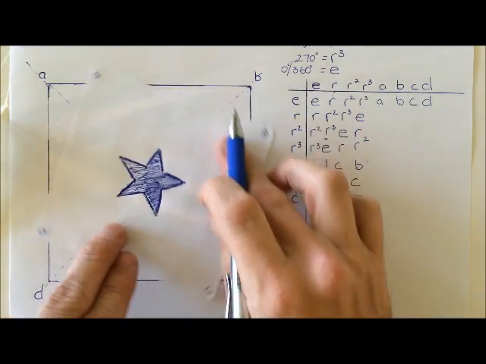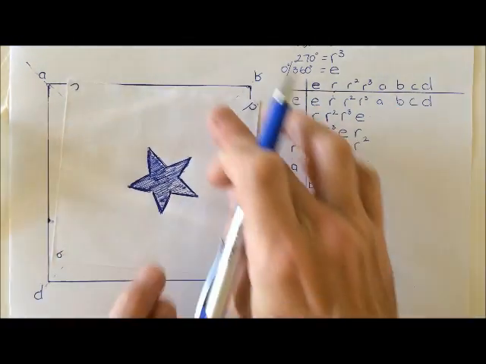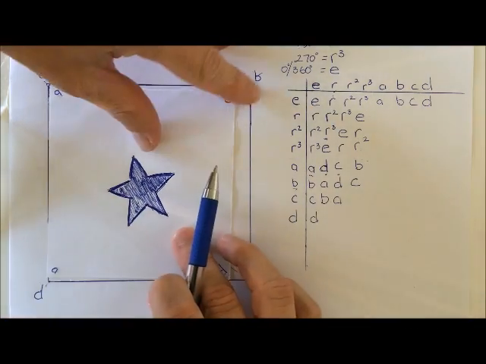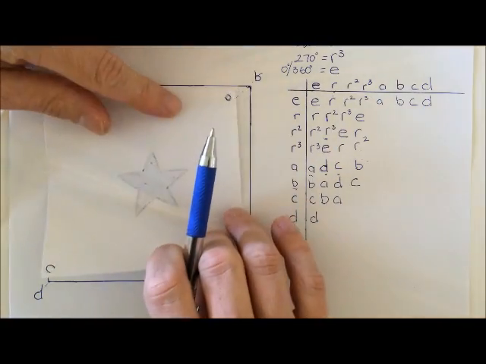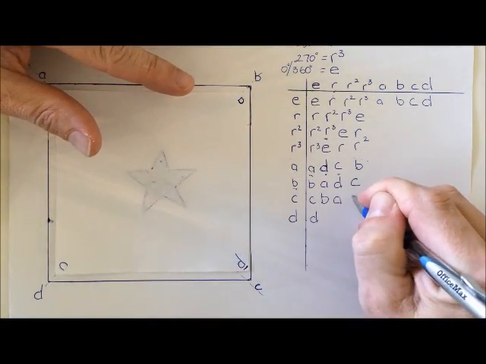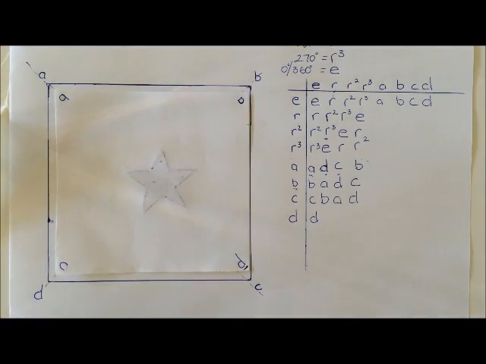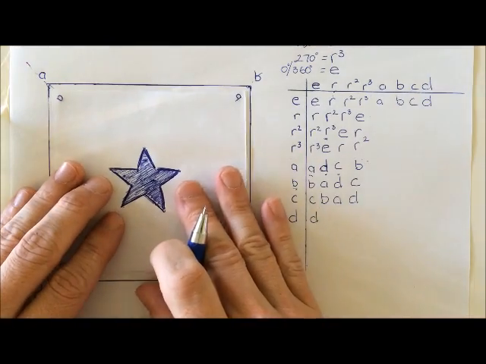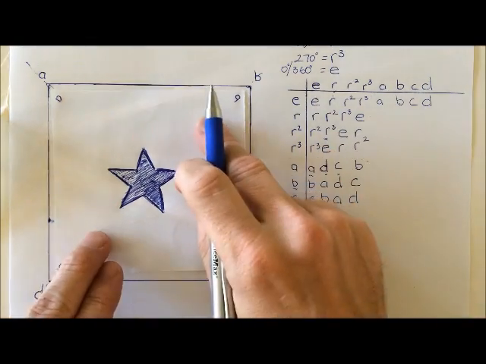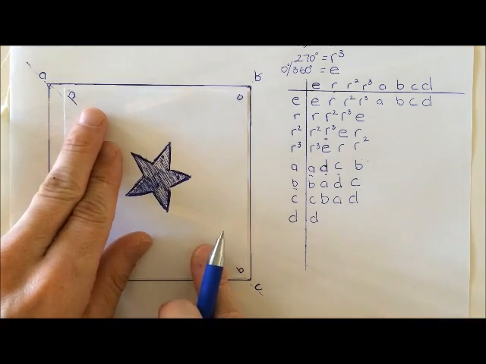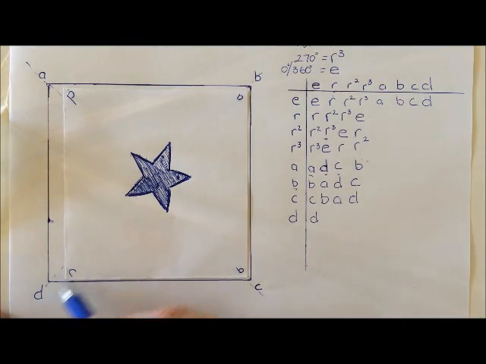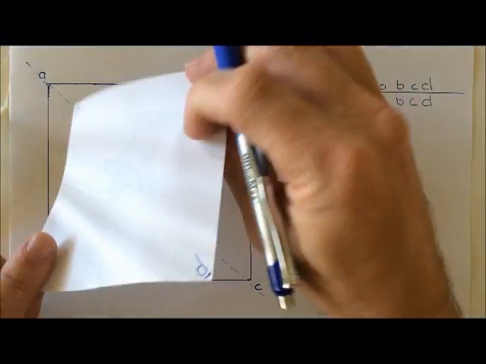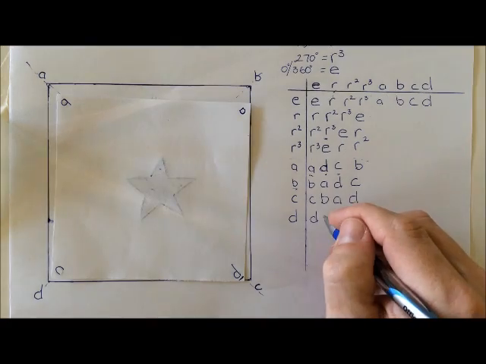Rotate 3 times. 1, 2, 3. Flip along the C-axis. Our value is D. And to complete this table, A, rotate once, flip along the D axis and take the value at D, which is C.